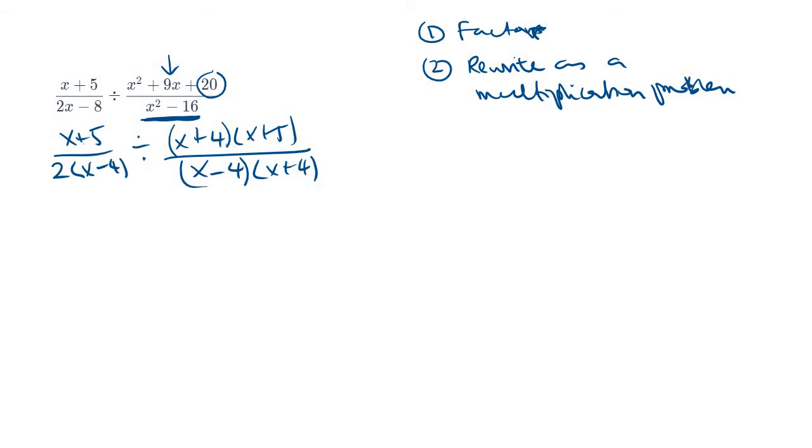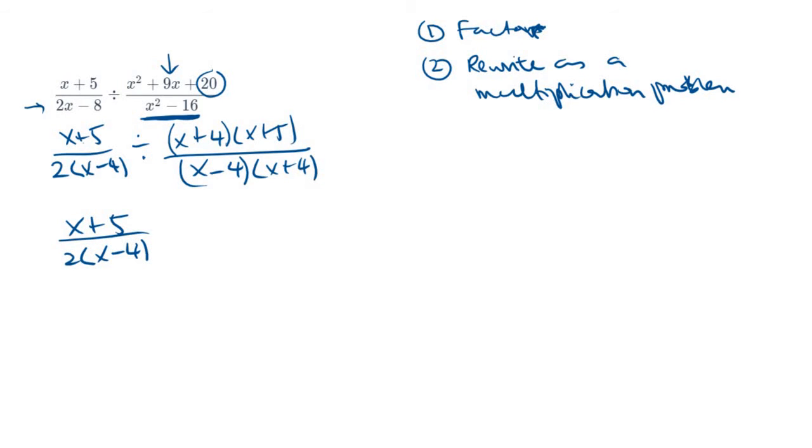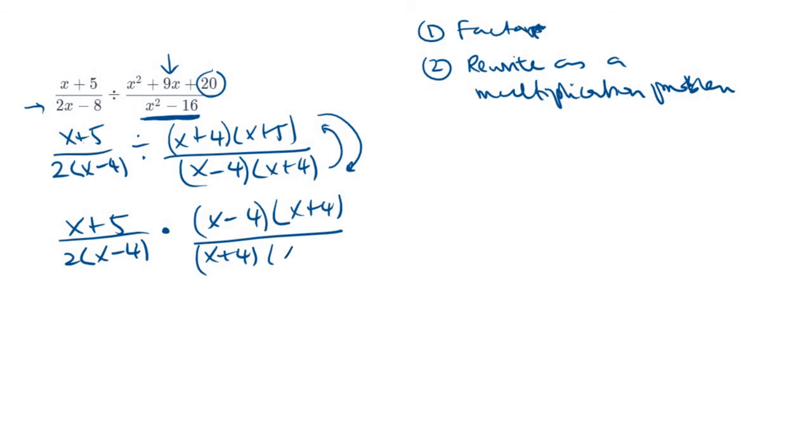Okay, so now we're going to change it to a multiplication problem. So x plus 5 over 2 times x minus 4, that's coming from this. And then change it to times, and then flip this, the reciprocal. So it will look like this, x minus 4 times x plus 4, and then x plus 4 times x plus 5. We always do the reciprocal whenever we're doing division.